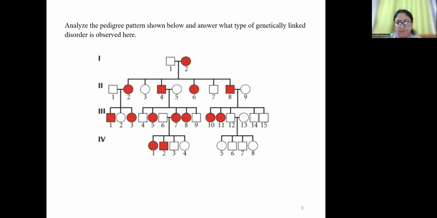Now, let's move a bit to a different topic about pedigrees. This is a question that was given, and we were asked to find what type of genetically linked disorder could be observed here. So before getting into what kind of disorder it was, let's discuss how a pedigree is done and what the different aspects of a pedigree are.